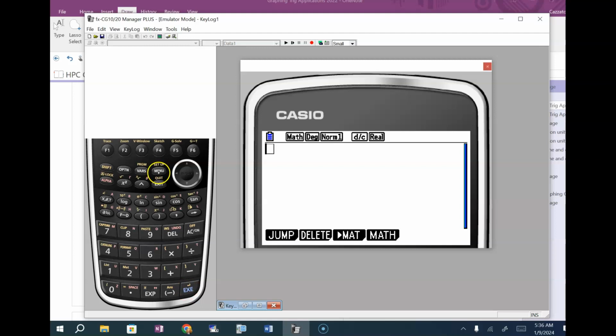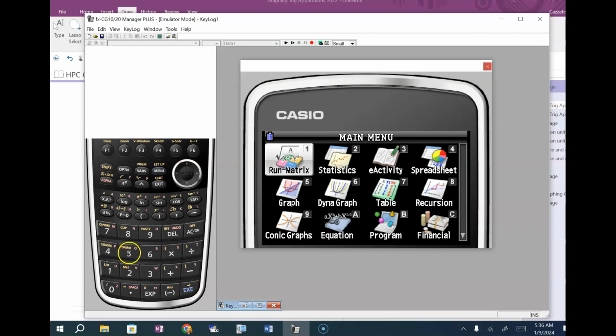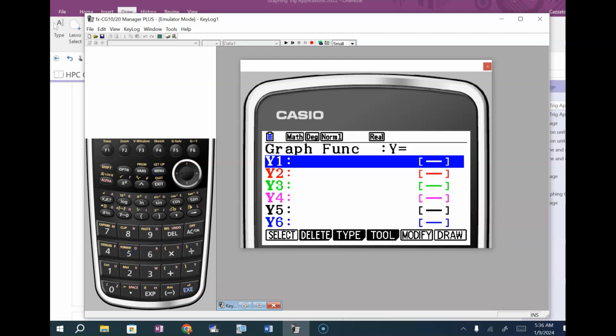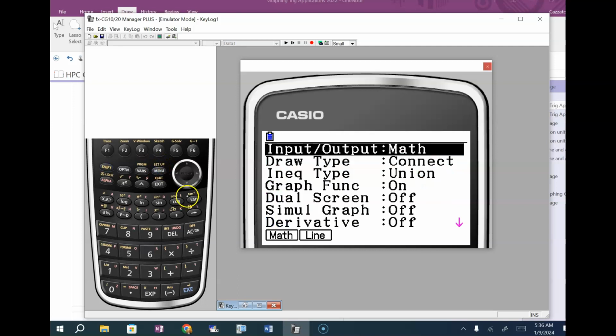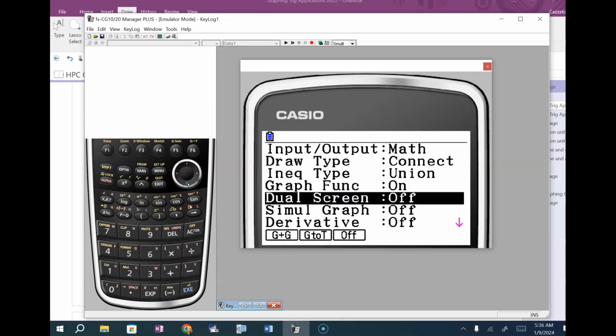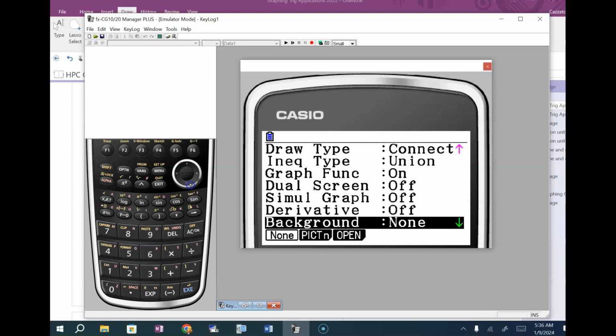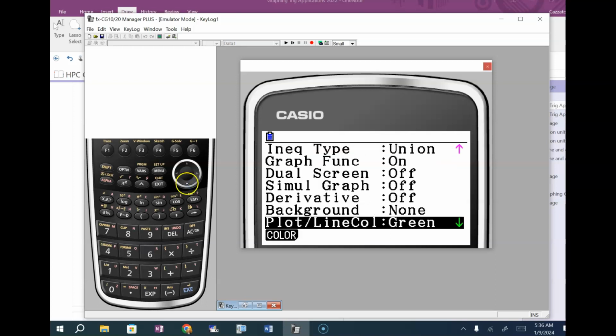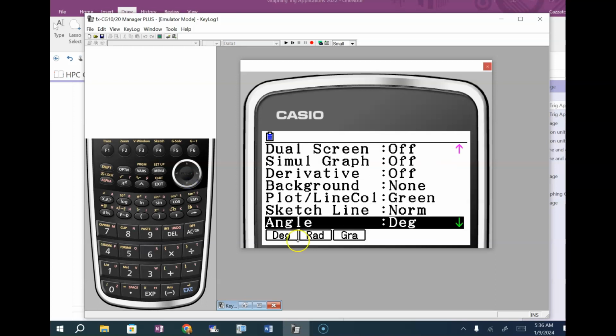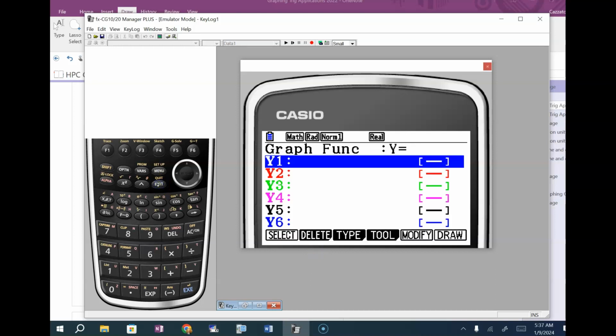So on the Casio, the first thing I'm going to do is press menu, and I'm going to press number 5 for graph. And one thing I need to do is make sure my calculator is in radian mode. So I'm going to press Shift, Setup, and I'm going to scroll down. And eventually, you're going to see angle. Right now my calculator is in degrees. I need it in radians. So I'm going to press F2, then I'll press Exit.